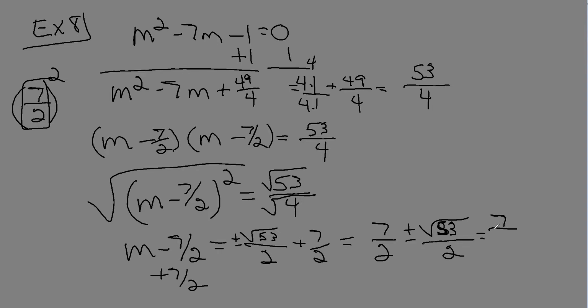If it's a paper pencil test, you could write it as 7 plus or minus the square root of 53, put it all over 2, so either way is fine. All right, and that's our solution for example 8. You can see it gets a little bit more involved as we go along.